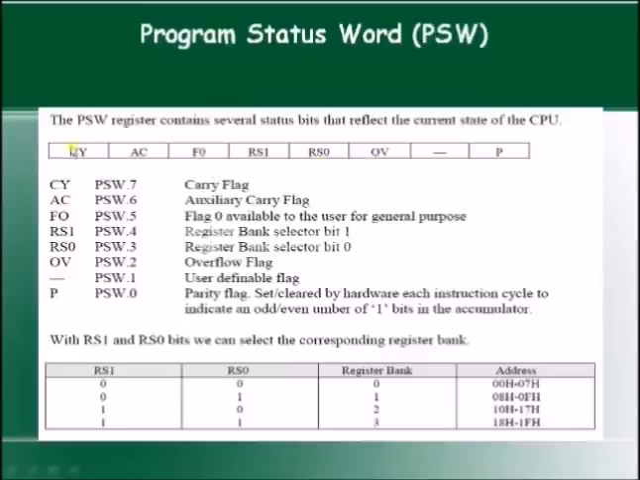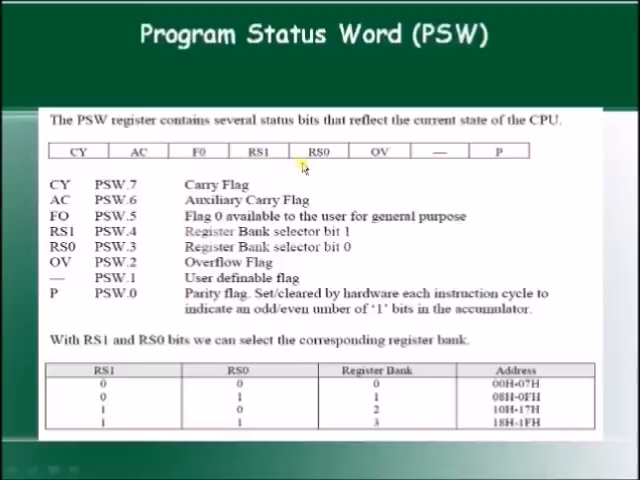So here CY is nothing but the carry flag. Now this particular flag is going to store the carry of the arithmetic or logical operation. Okay, and then the auxiliary carry flag. Now this particular flag is going to hold the auxiliary carry in case of arithmetic or logical operations between the lower nibble. Okay, and F0 is provided for the user. We can use it as a general purpose flag bit.